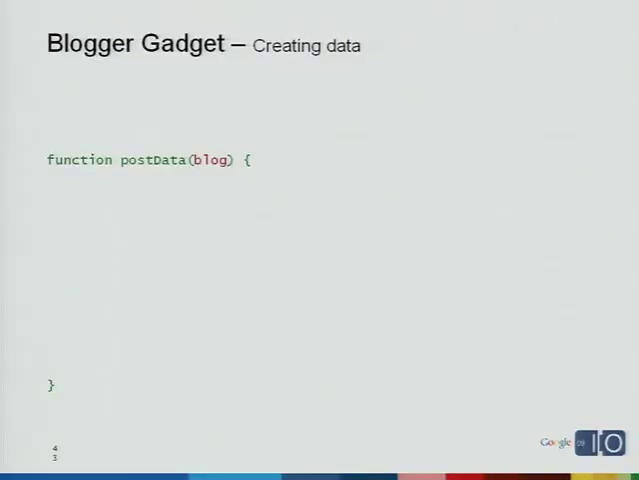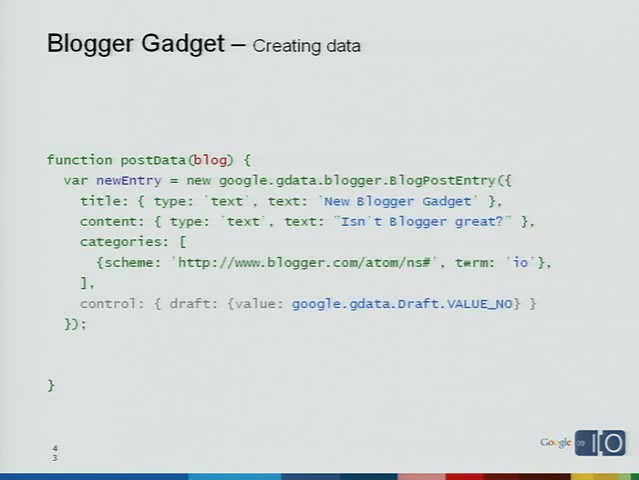So, creating data. As I said, the library can be used to read and write data using JavaScript. In that Blogger example, what I did was I had just a postData method. We're passing in a blog that we want to post to, and then we're just setting up a new entry. In this case, a Data Blogger blog post entry, and it's just JSON. So we're setting a title. We're setting content, a couple categories, maybe for labels, and optionally, if we want to mark that new post as a draft or not.